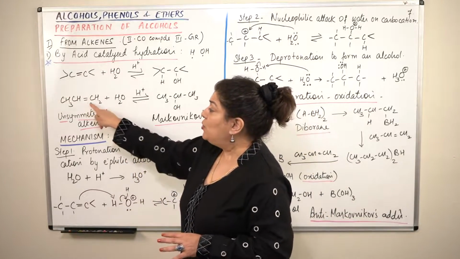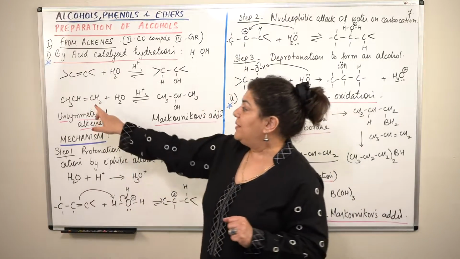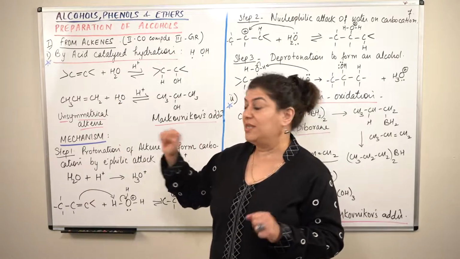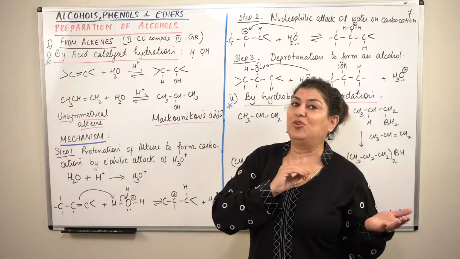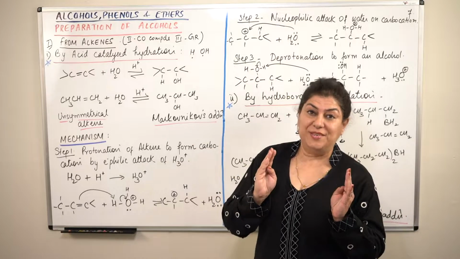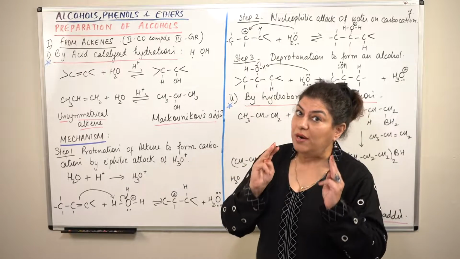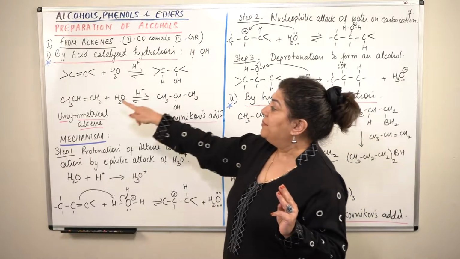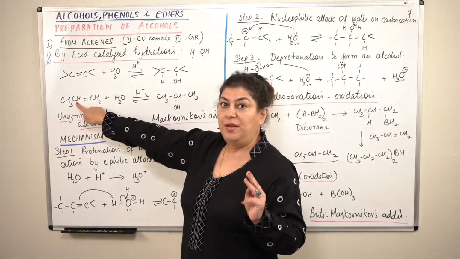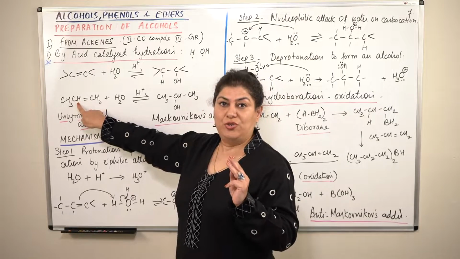But here, the two carbons are not identical. This carbon is attached to two hydrogens, while this carbon is attached only to one hydrogen and to a methyl group. So these two carbons are different. According to Markovnikov rule, when the addition takes place, the negative part of the addendum adds on to that carbon which has less number of hydrogens.